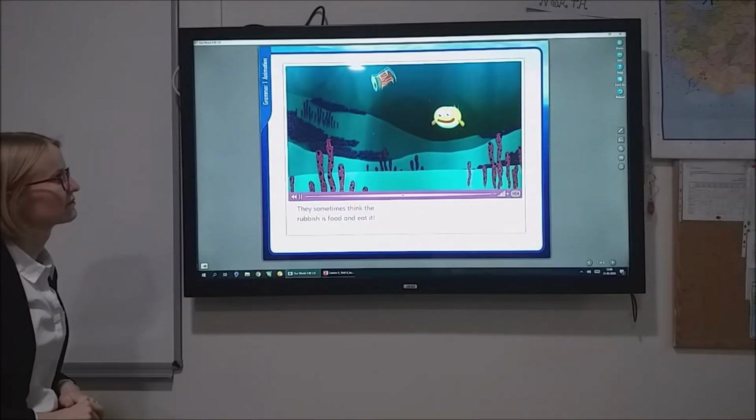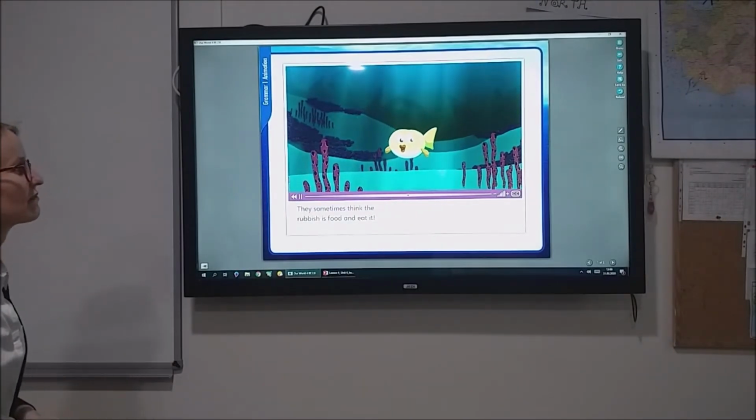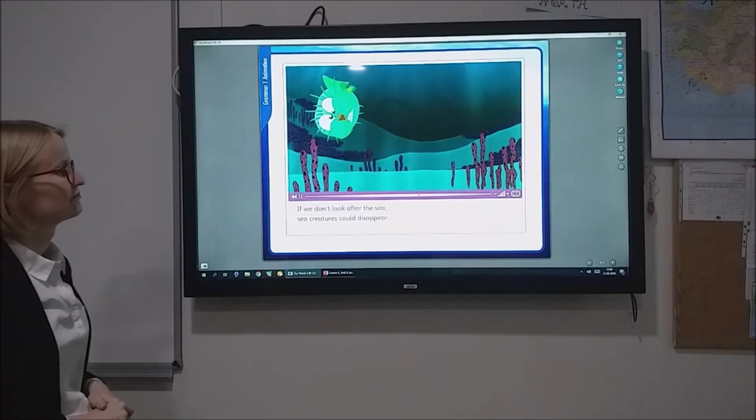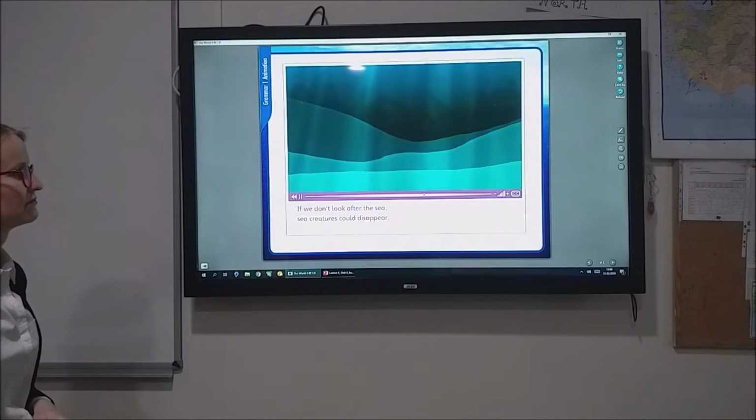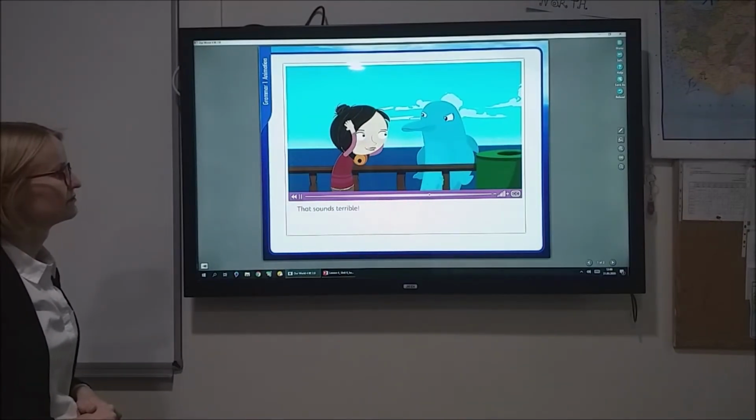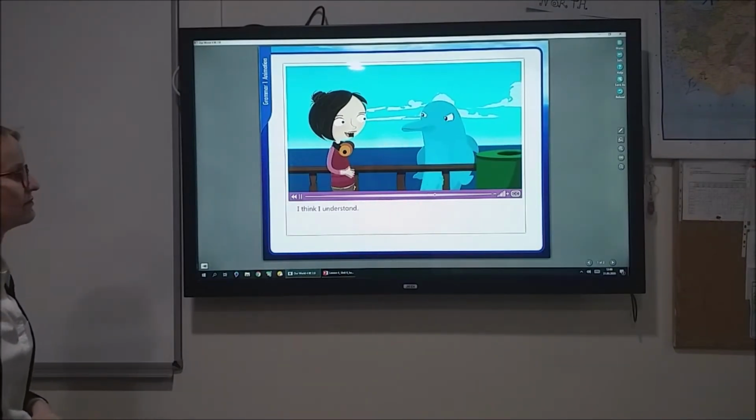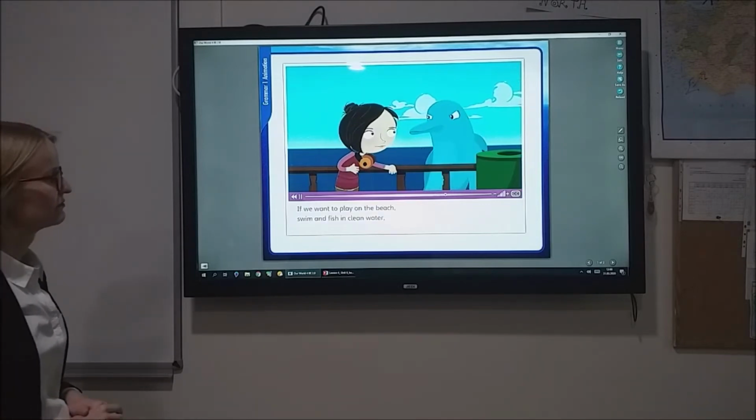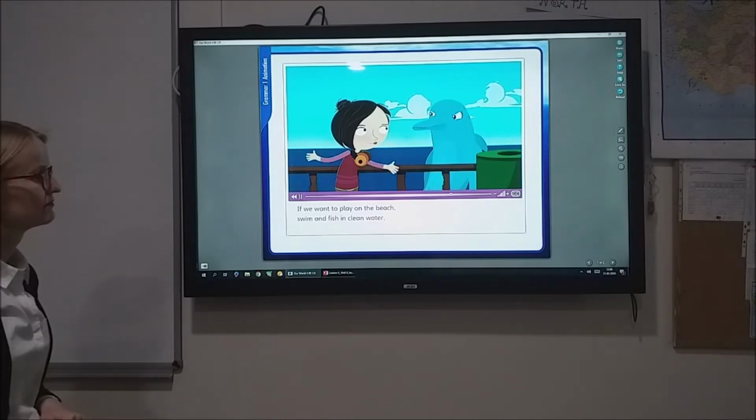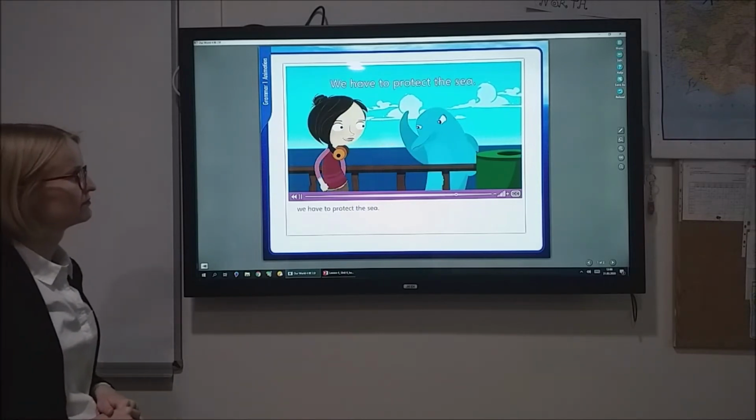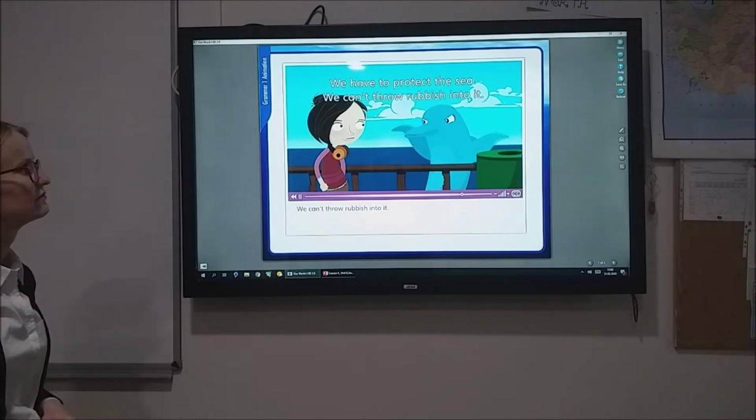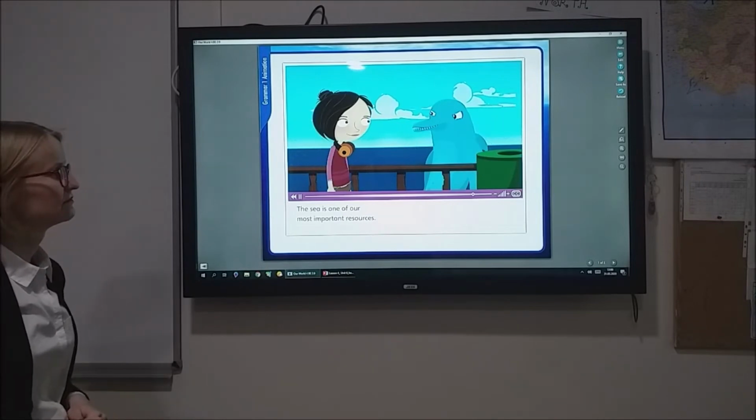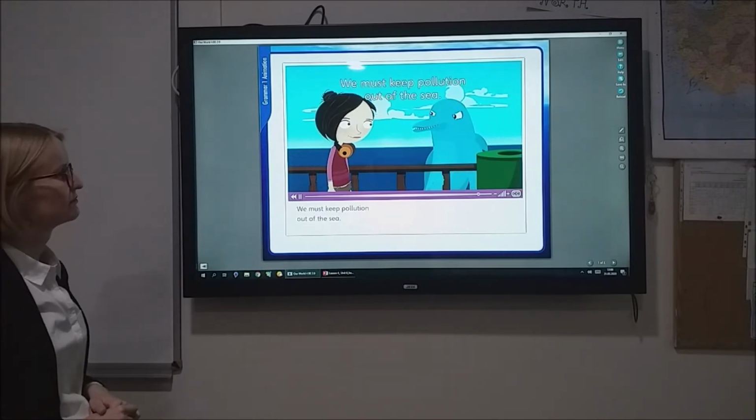They sometimes think the rubbish is food and eat it. Oh, that makes them unwell and can even kill them. If we don't look after the sea, creatures could disappear. That sounds terrible. I think I understand. If we want to play on the beach, swim and fish in clean water, we have to protect the sea. We can't throw rubbish into it. That's right. The sea is one of our most important resources. We must keep pollution out of the sea.